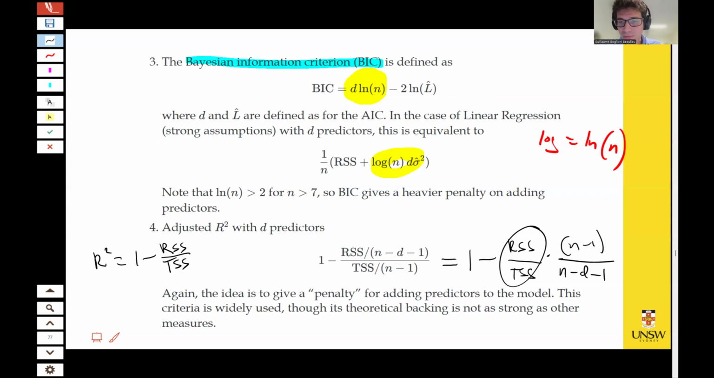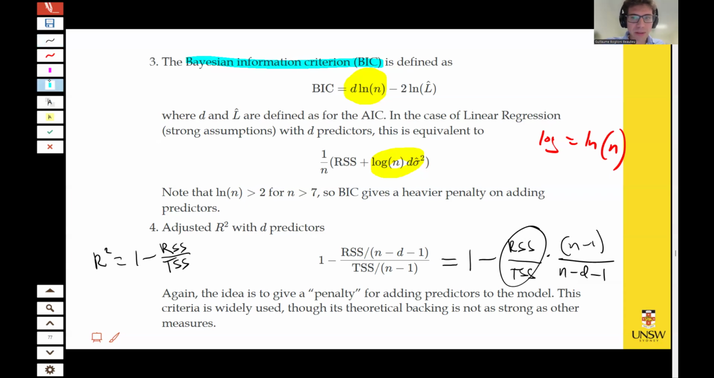Indeed, because if d is very big, or at least big compared to n, this thing is going to be substantially bigger than 1, so the R square will be reduced again by having added too many parameters or predictors in your model.